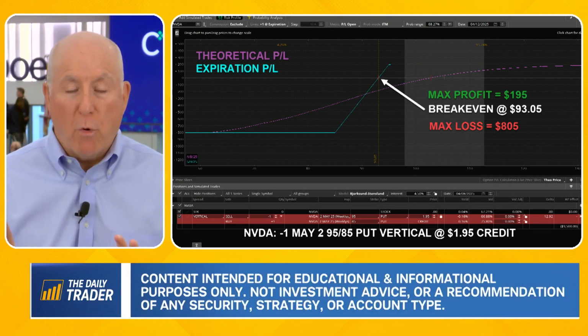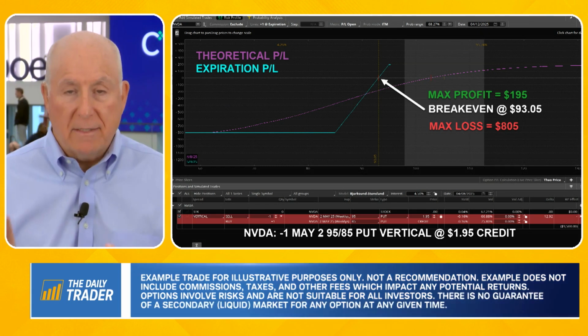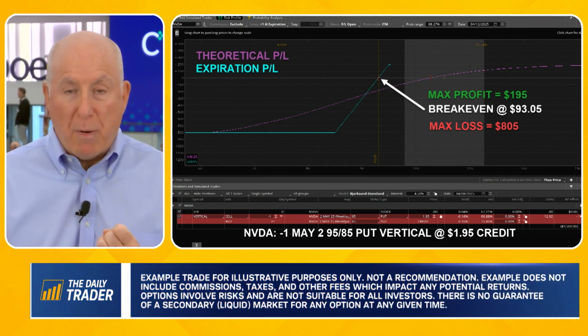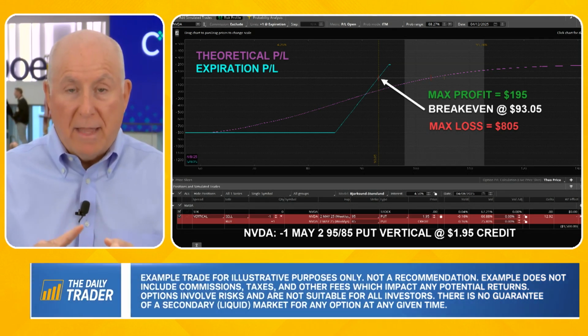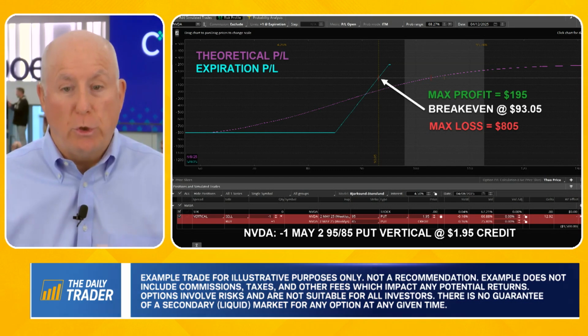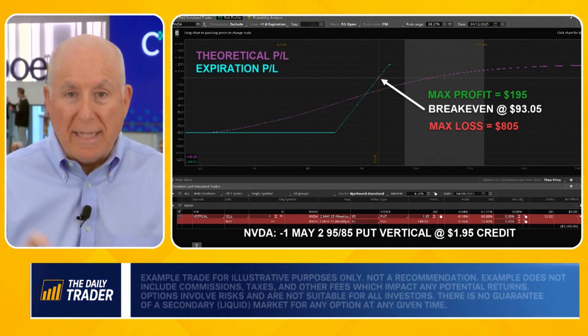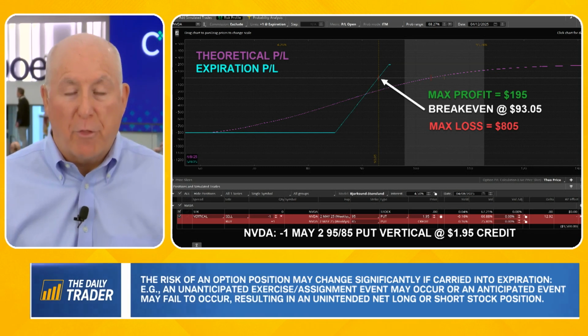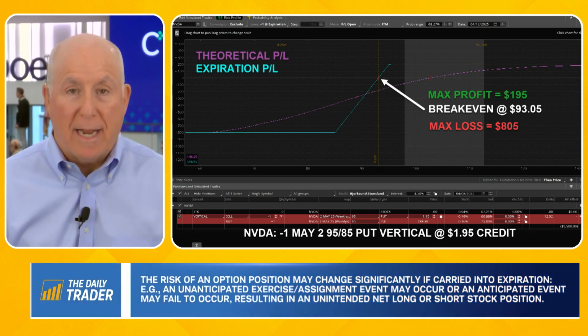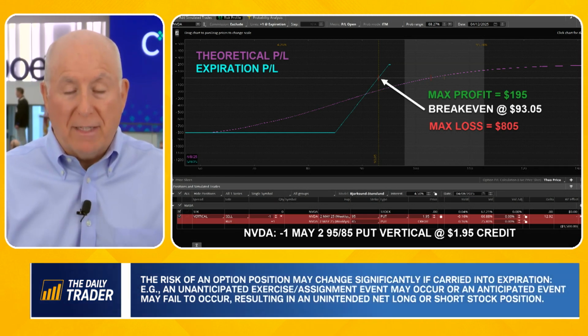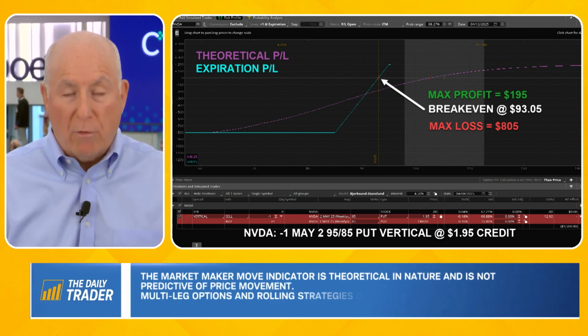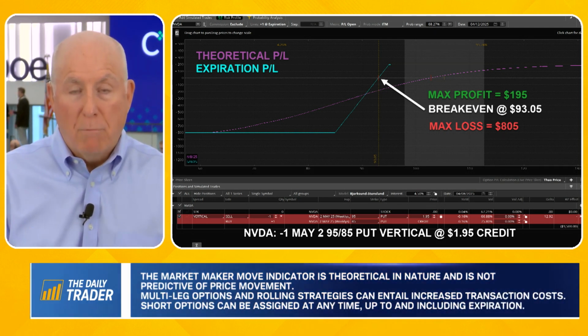But the most important part is this is a high probability short put vertical that collects theta, that is risk defined and is short Vega. A one lot spread has a negative Vega of 326 right now on the Thinkorswim platform. That means for every point in implied volatility Nvidia were to go down, that would be more profitable.